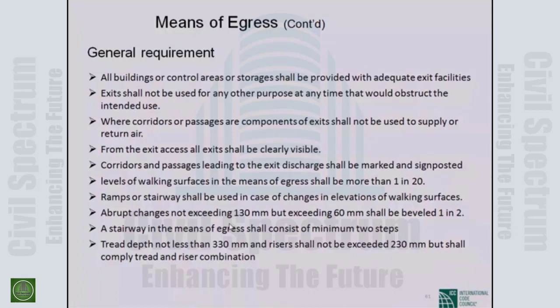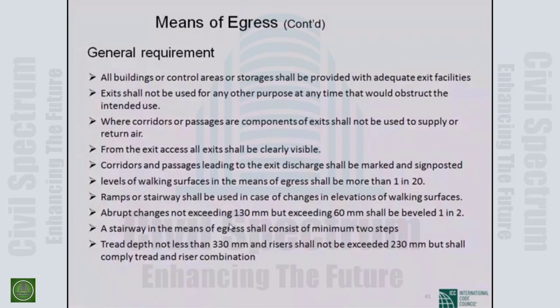All buildings or control areas or storage shall be provided with adequate exit facility. Exits shall not be used for any other purpose at any time that would obstruct them. But in Bangladesh, it is a normal thing. There is some obstruction in the way, particularly in industry, where people use them for other types of use. Corridors or passageways or components of exit shall not be used to supply or return air. Understand? The exit access of all exits shall be clearly visible.